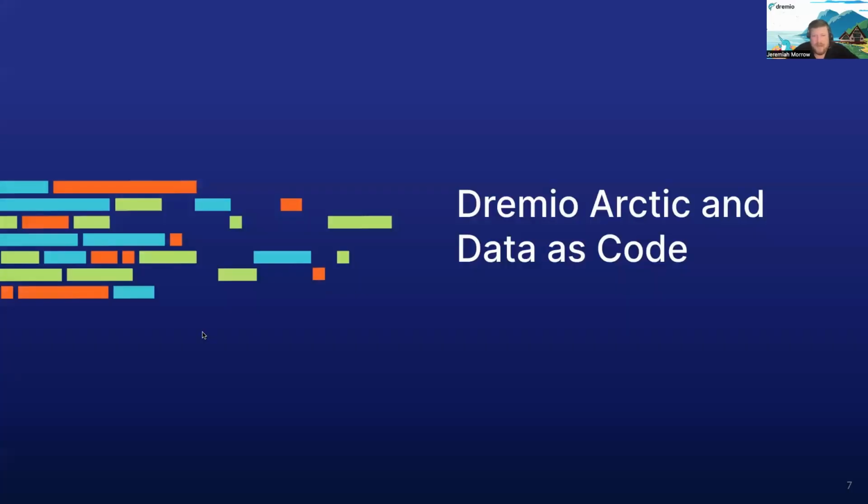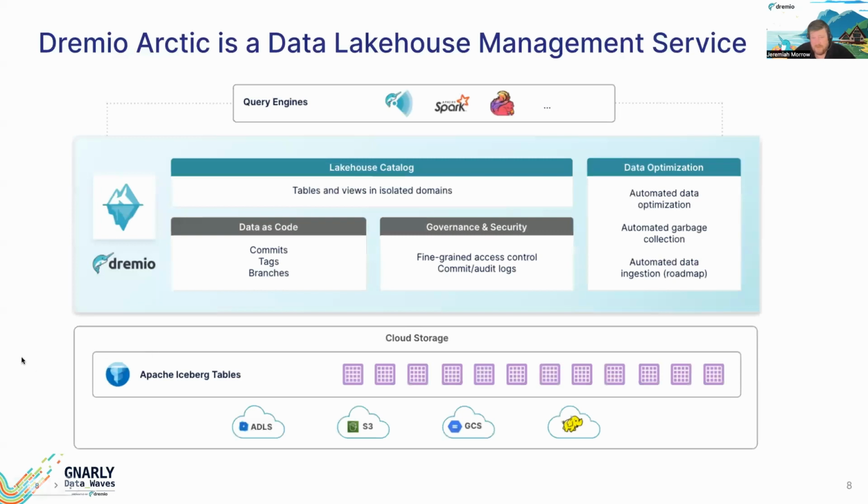So now I want to talk about Dremio Arctic and data as code. First, if you are unfamiliar, Dremio Arctic is Dremio's lakehouse management service, and it's based on Project Nessie. In a nutshell, think of it as the house component of the lakehouse. So it gives data teams and domain owners, in a data mesh example, a lot of tools to effectively manage and govern data in the data lake. It is a modern lakehouse catalog. It also features automatic data optimization, like compaction and garbage cleanup for Apache Iceberg tables.